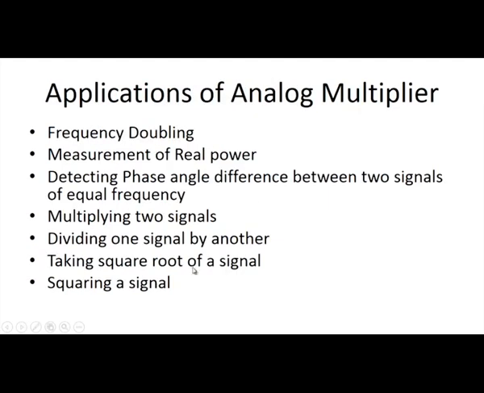So these are the applications of the analog multiplier: frequency doubling, measurement of real power, detecting phase angle difference between two signals of equal frequency, multiplying two signals, dividing one signal by another, taking the square root of a signal and squaring a signal.